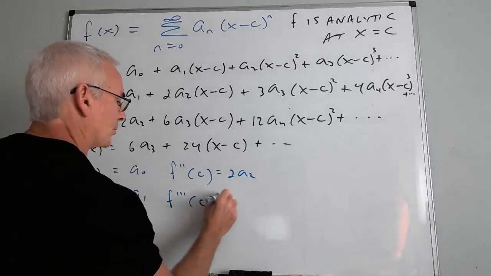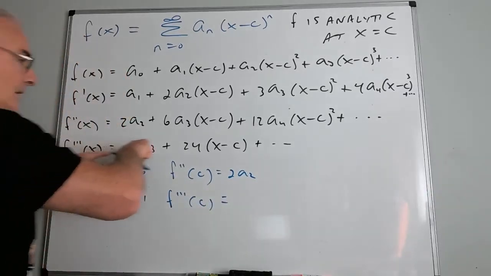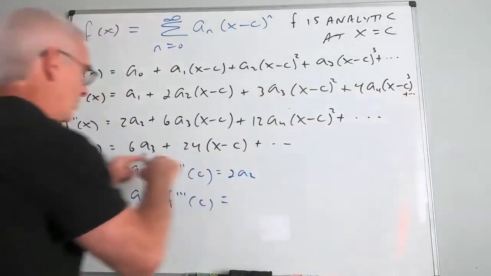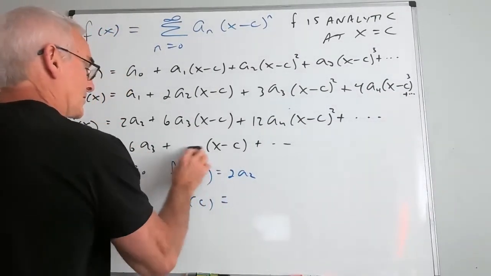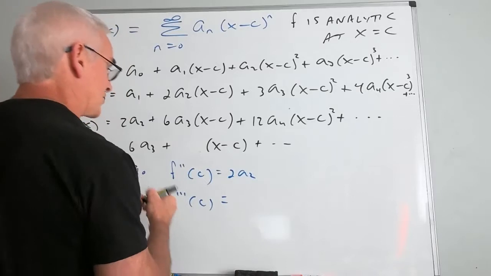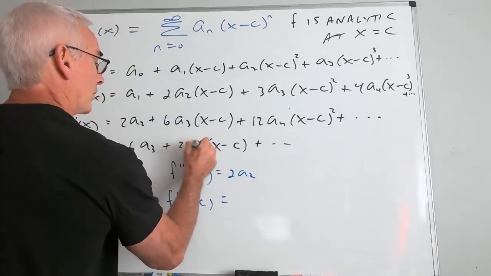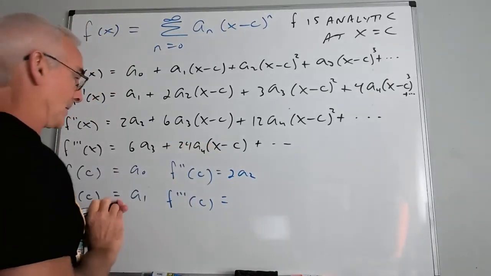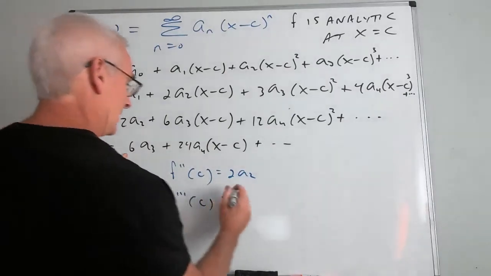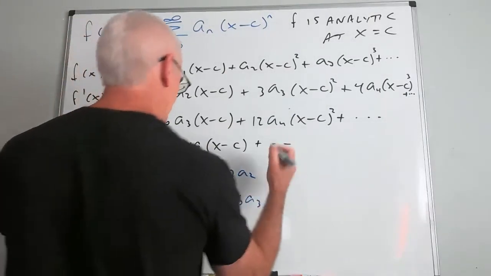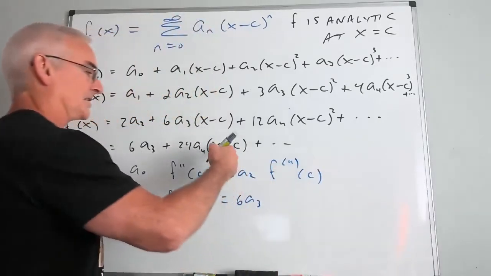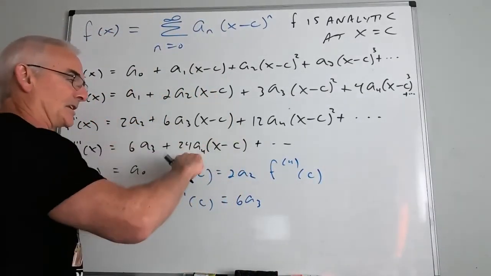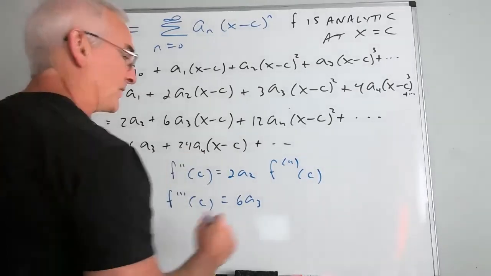And what's f triple prime of c? Well, let's see, everything after here is going to be 0, and all I'd be left with is, oh, I just realized I have a 20. That should be 24. That's 24a4. Sorry, lost my a there. So this would be 6a3. Now I'm just going to do one more. If I said, what's the fourth derivative evaluated at c? Well, the next one when I differentiate is going to be just 24a4, isn't it?